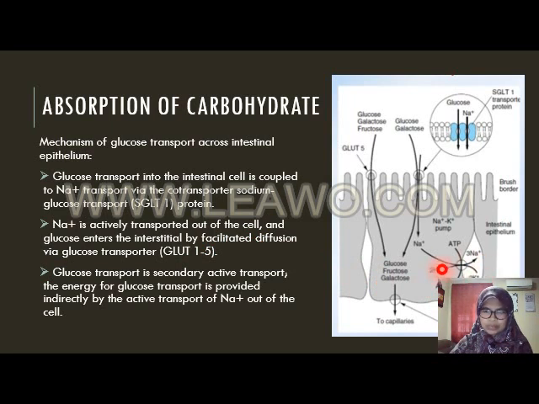So you can see here, the sodium will be transported out of the cells, and glucose enters the interstitial fluid by facilitated diffusion via glucose transporters GLUT1, 2, 5. There are several types of glucose transporter depending on the specific type of glucose. It's diffused into the blood capillaries with the energy produced by the sodium transportation. This is known as secondary active transport, in which glucose is transported into the capillaries. The energy for glucose transport is provided indirectly by the active transport of sodium out of the cells.